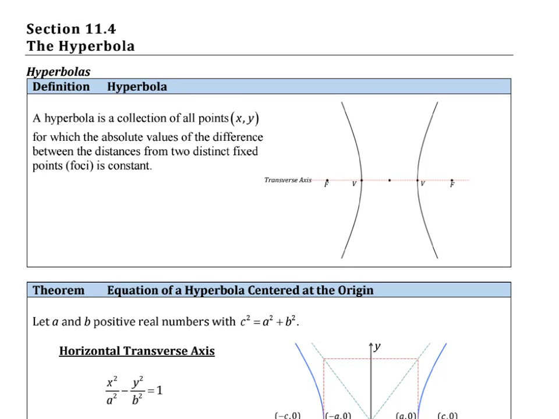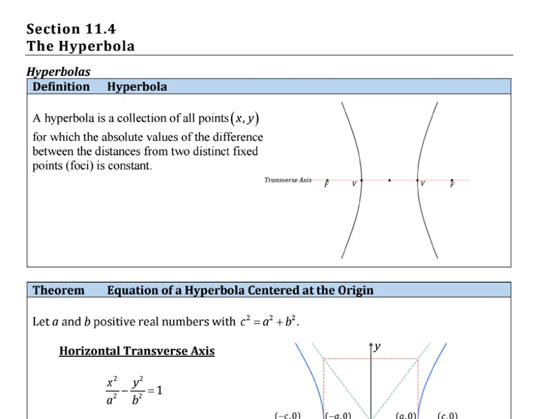So now let's explore the last conic section that we will discuss, namely the hyperbola. Now you will notice that the hyperbola has a transverse axis on which your foci and your vertices lie. Now, what is a hyperbola?